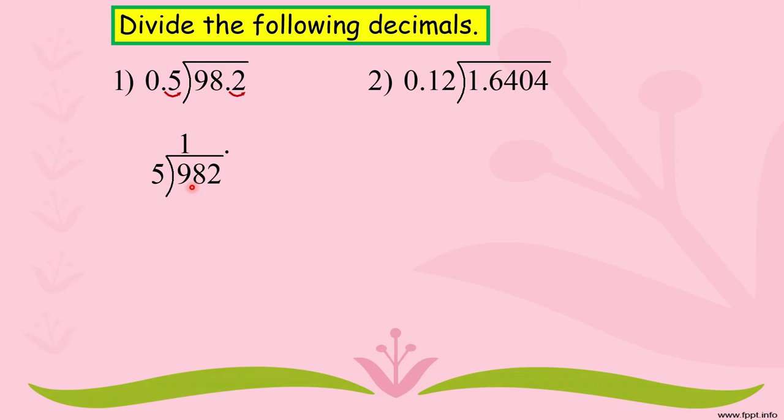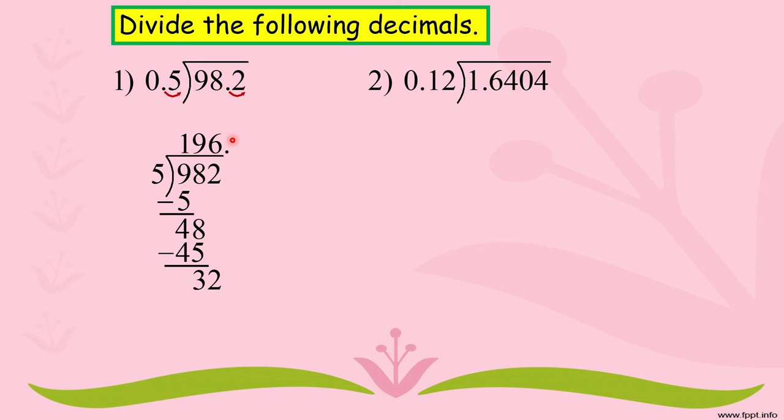So 9 divided by 5 is equal to 1. So that will be 9 minus 5. You have 4. And then bring down 8. So you have now 48 divided by 5. So you have 9. 9 times 5, you have 45. Subtract 48 and 45, you have 3. And then again, bring down 2. You will now have 32 divided by 5.